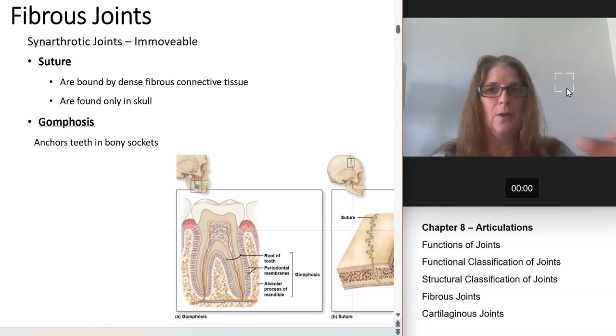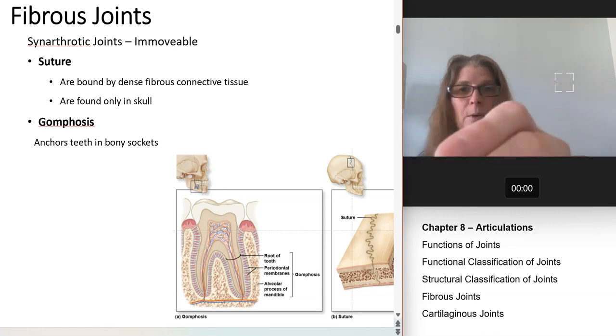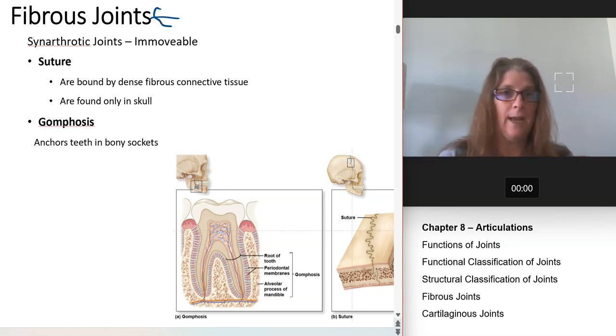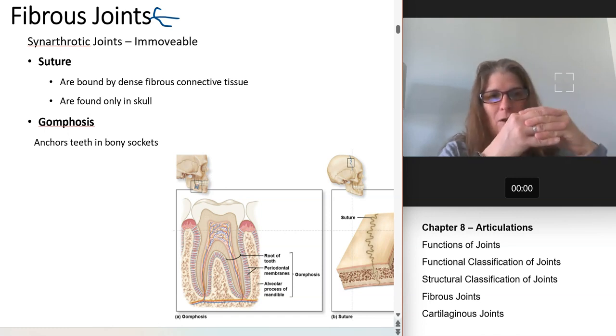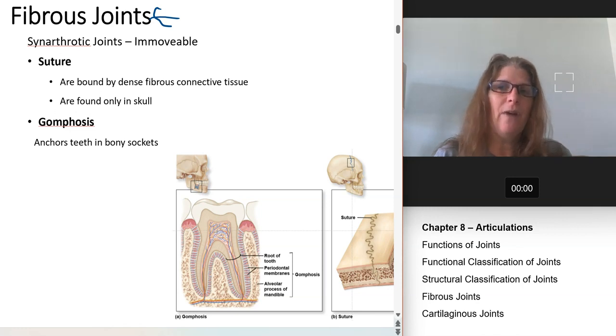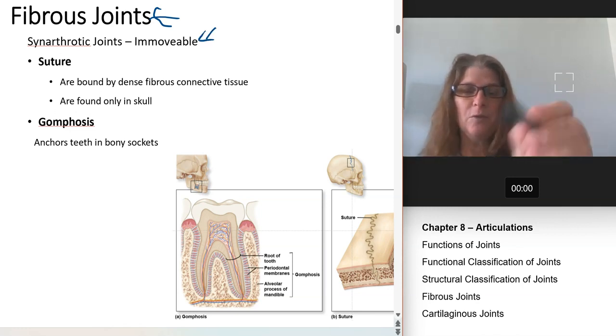I just want you to know these. So we're starting with fibrous joints. Fibrous joints are held together with usually some sort of dense, irregular connective tissue. And so you can imagine that that stuff's really strong, right? They're not going to move. So a fibrous joint is always an immovable joint.